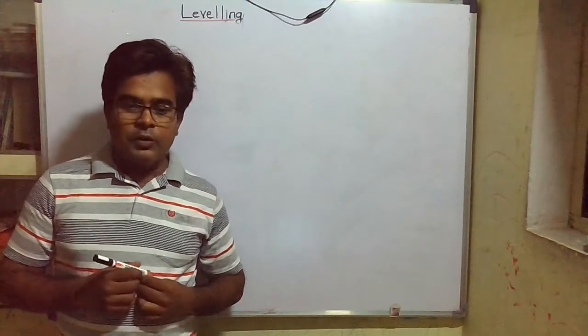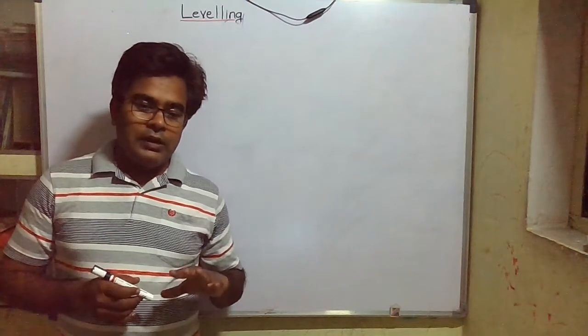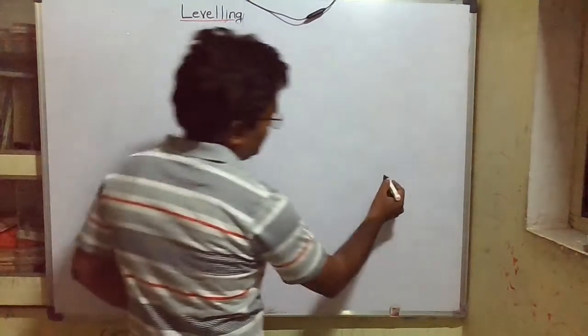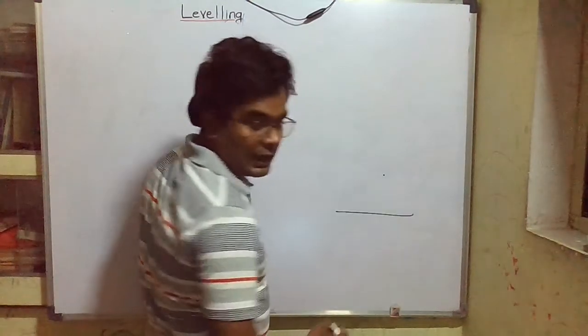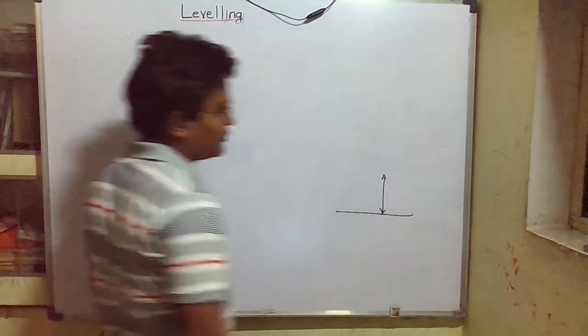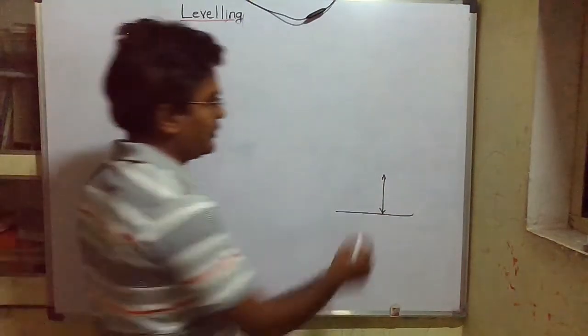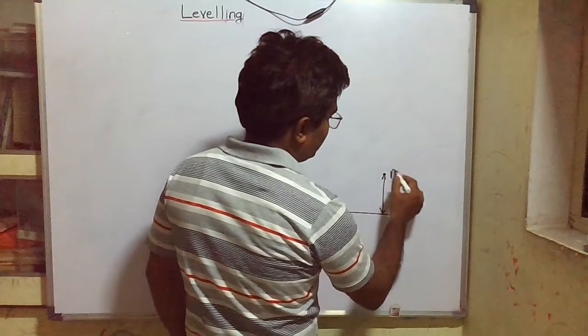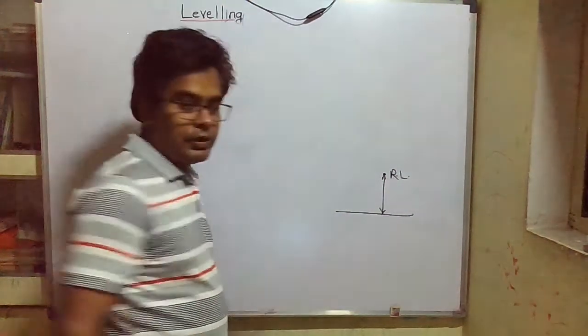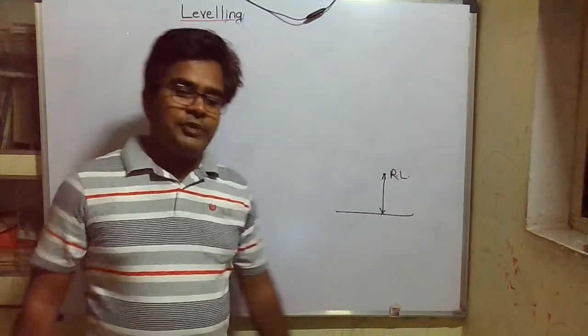Okay, you got it. Then what is RL? If we measure the vertical distance of some point from our reference line, that is the datum line, then that distance is called the reduced level. That is nothing but the vertical distance of this point from the datum surface.